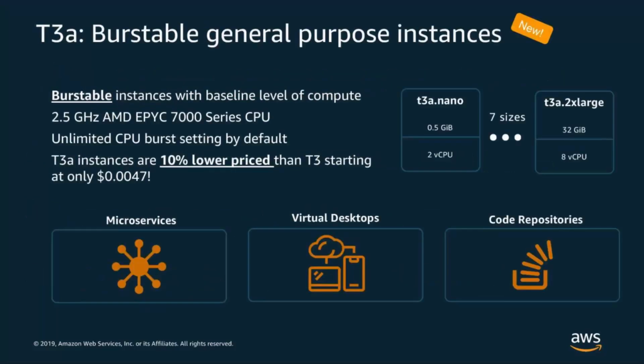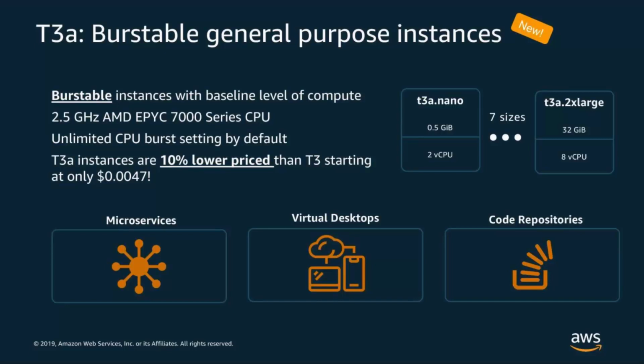Now let's talk about our T3a, Burstable General Purpose Instances. These burstable instances were launched in April 2019 to full general availability, and they offer a baseline level of compute. These leverage the same 2.5 gigahertz AMD EPYC 7000 series CPU that we leverage on our M5a and R5a families. They have unlimited CPU burst setting by default, which means that even if you go above your allocated CPU credits, you're not going to get throttled. And we'll talk a little bit about how that works economically on the next slide.